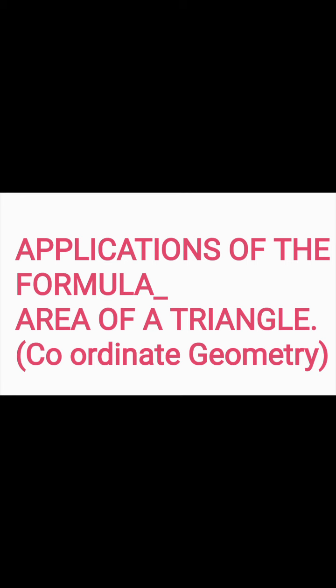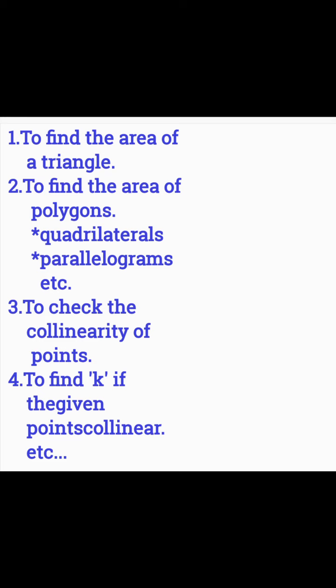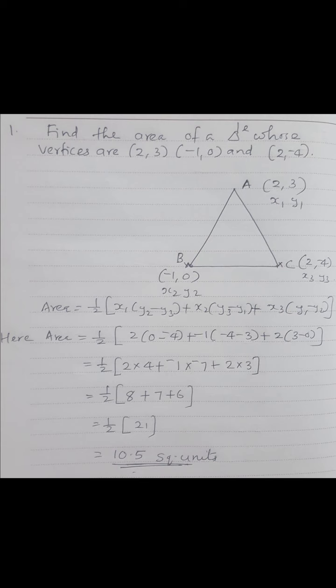Other than finding the area of a triangle, we can use the formula to find the area of quadrilaterals, to prove the collinearity of points, etc. Let us see which are the other applications of the formula. First one, as we already said, to find the area of a triangle, that we have done examples to. Second, to find the area of polygons like quadrilaterals, parallelograms, etc. Third, to check the collinearity of points. And fourth, to find the unknown coordinate k if the given points are collinear. Let's check one by one.